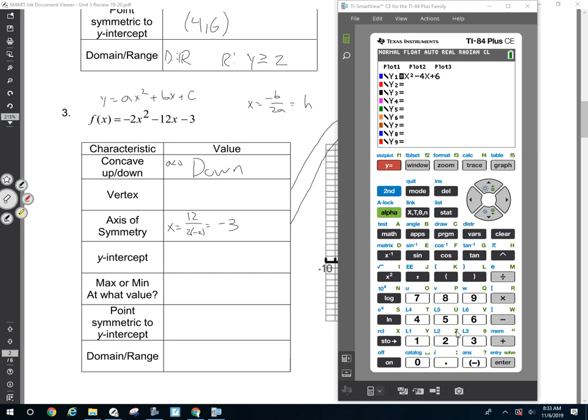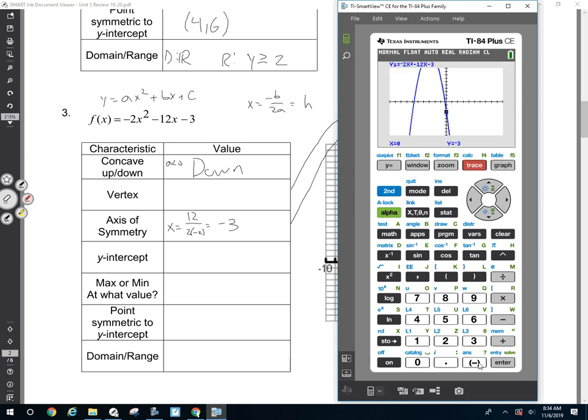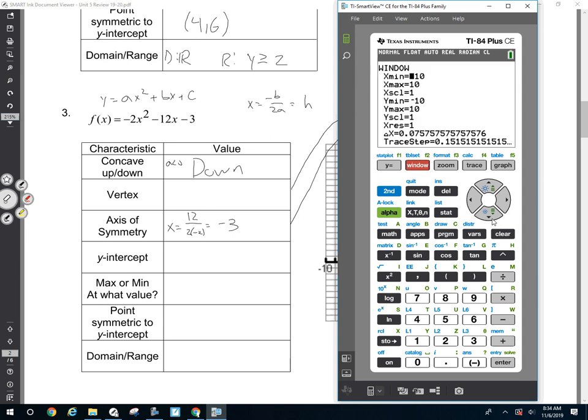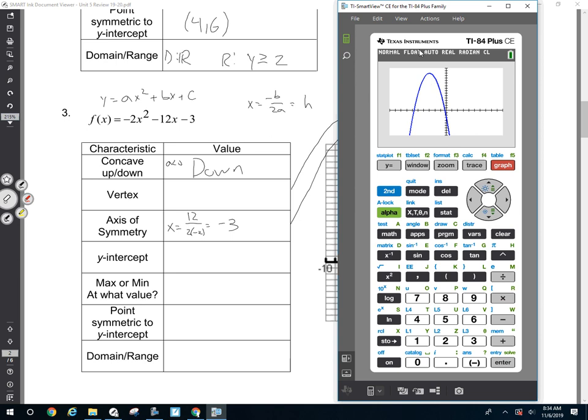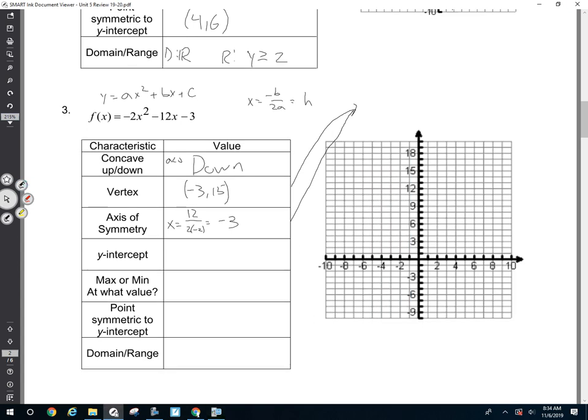graph the equation, negative 2x squared minus 12x minus 3. And say when x is negative 3, what is my y? We can find my y is 15, and we can see we're up at 15. Why don't we adjust our window? Go up to like 17. That way we can see everything, okay? We can see that through x equals negative 3, there is my vertex. The y coordinate is 15. So negative 3, 15.